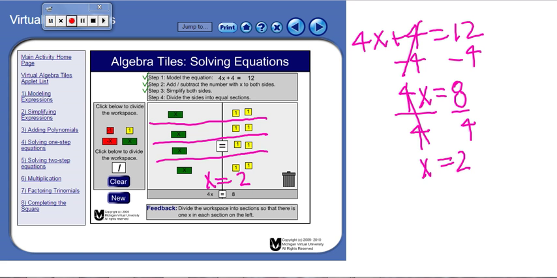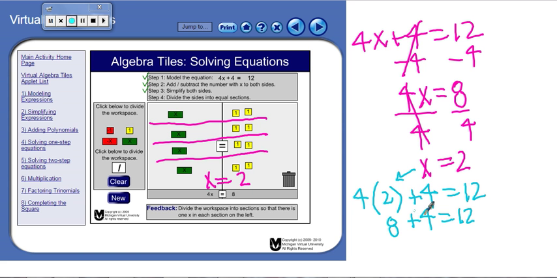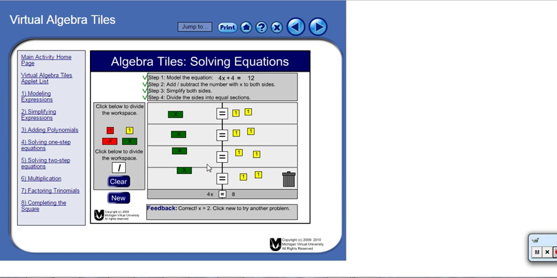I always want to check my answer, so I'm going to write it in different colors so we can see. I'm going to plug 2 in here: 4 times 2 plus 4 equals 12. Well, 4 times 2 gives me 8, plus 4 equals 12. Does 12 equal 12? Yes, so we're good. Real quick, if you look here, I've added the division between here. I clicked this 3 times to divide it into 4 groups.